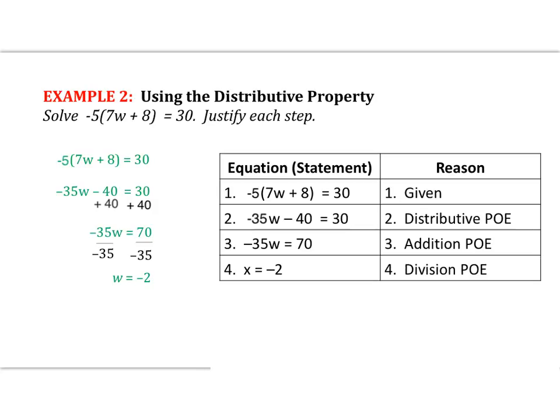And then finally, we get our final conclusion is w equals negative 2 because we divided negative 35 on both sides. Therefore, we used the division property of equality. So that's our 2-column proofs. Get ready to practice some more, even if you haven't gotten the hang of it so far with these first 2 examples. Bring clarifying questions and be ready to practice.